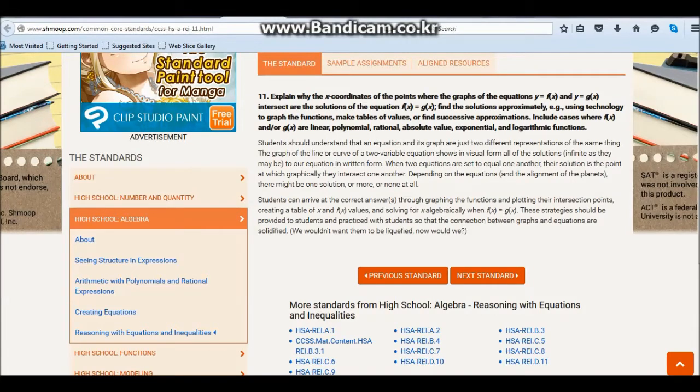AREI11. Explain why the x-coordinates of the points where the graphs of the equations y equals f(x) and y equals g(x) intersect are the solutions of the equation f(x) equals g(x). Find the solutions approximately, for example using technology to graph the functions, make tables of values, or find successive approximations. Include cases where f(x) and/or g(x) are linear, polynomial, rational, absolute value, exponential, and logarithmic functions.